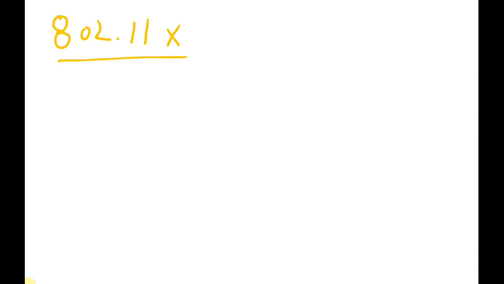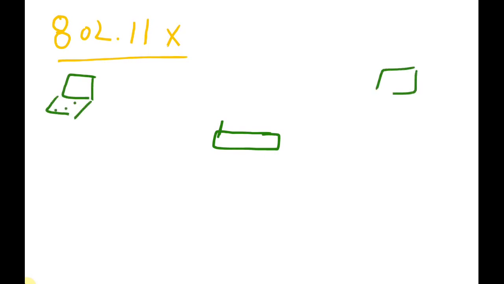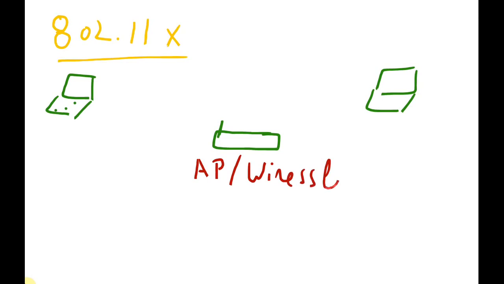So if I ask you, what is a wireless based network? The first thing that comes to our mind is that the wireless network has some kind of central device, for example, our wireless router, and all the other computers are connected to that device or wireless router. So this wireless router in networking terms may be called an access point, the center point of wireless based networks.